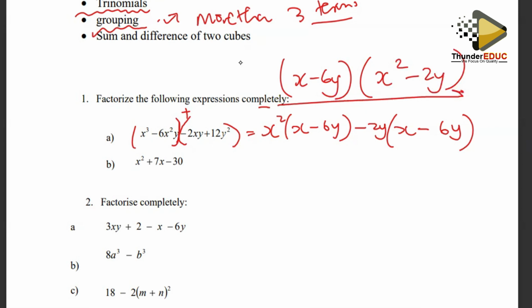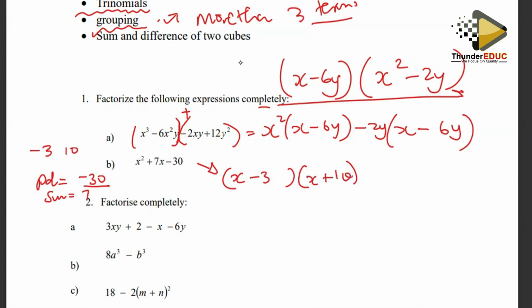Yes. Part B is a trinomial. With the trinomials, we say look for the product, look for the sum. The product is negative 30, and then our sum is just a 7. Two numbers that multiply to give me negative 30, and the sum is a 7, should be a 10 and a negative 3. Okay, I think that's perfect. So open your 2 brackets, and then x minus 3, x plus 10. And then that becomes our answer.